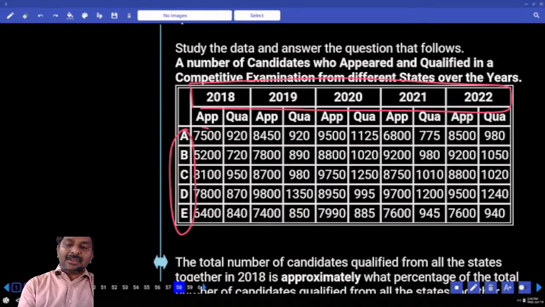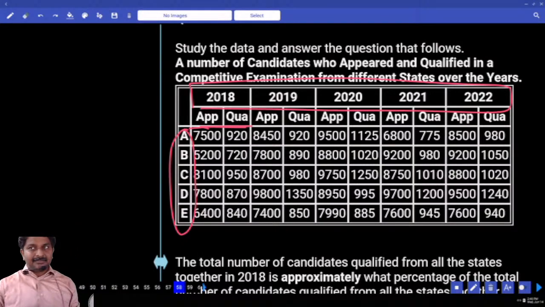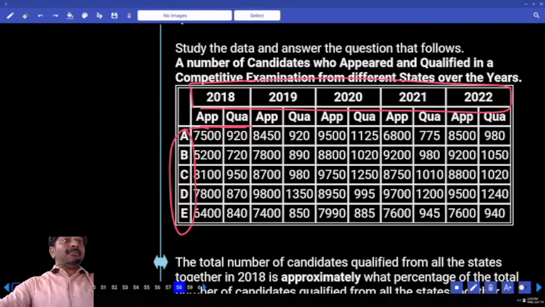And in each year you have 2 cases, right? That means 5 into 2, 10 different values for 5 states. Come on. So how many numbers are there? 50 numbers are there. And if they are 2 distinct numbers, yes, probably I would try. But all are 4 distinct numbers. So it takes time to calculate the answer.